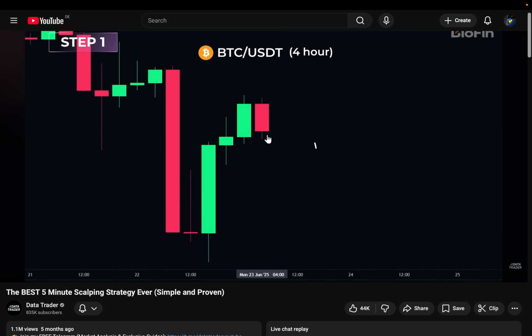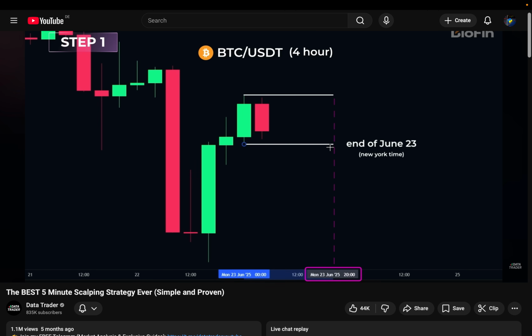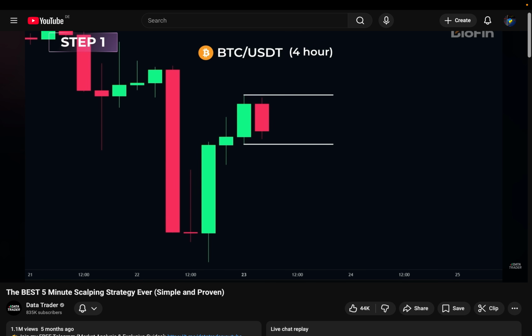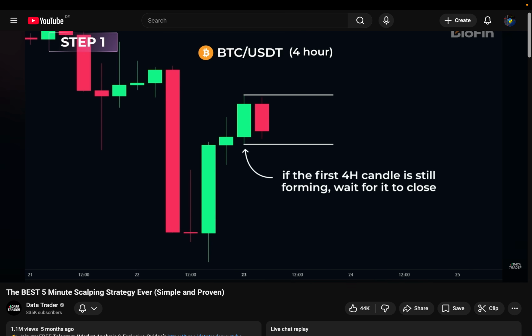Next, hover to the first 4-hour candle that formed on today's date. In this example, since it's June 23rd, the first 4-hour candle that formed today is this one. Then, simply draw a line at the high and low of that candle and extend both lines to the end of the day. That's your 4-hour range on this chart. Now, an important thing to remember is make sure that the first 4-hour candle has fully closed before marking the range. If the candle is still forming, wait for it to fully close first.